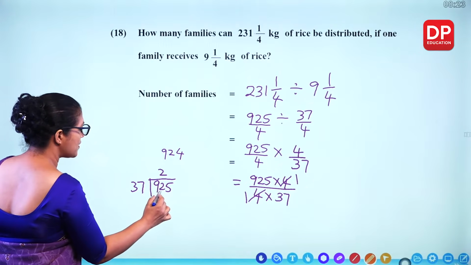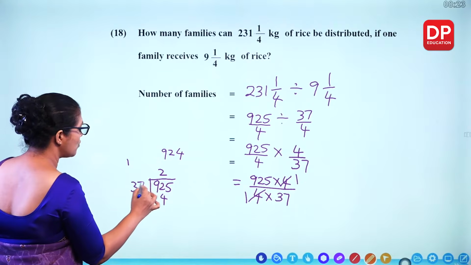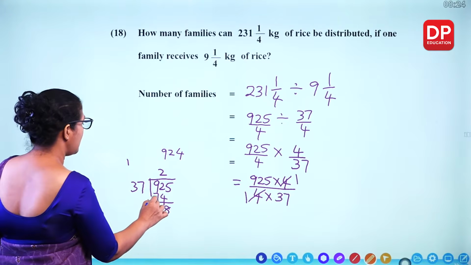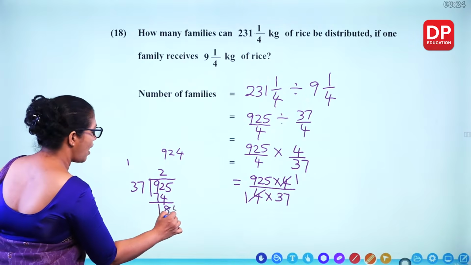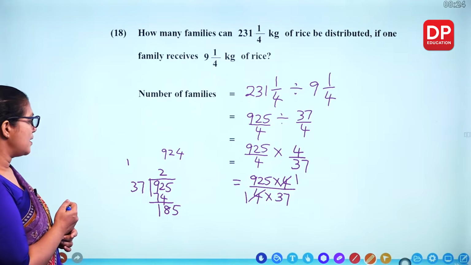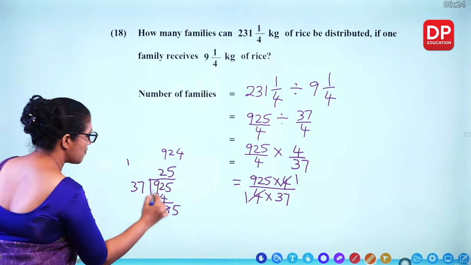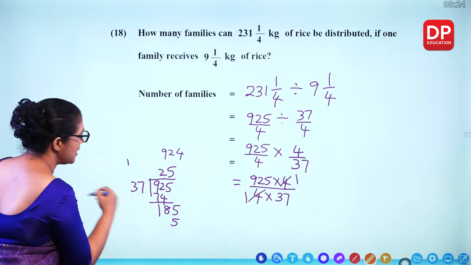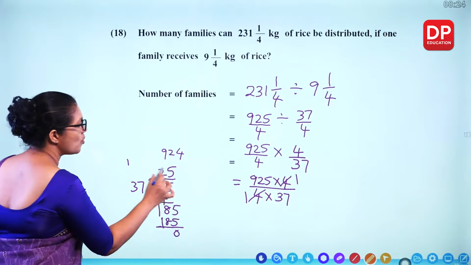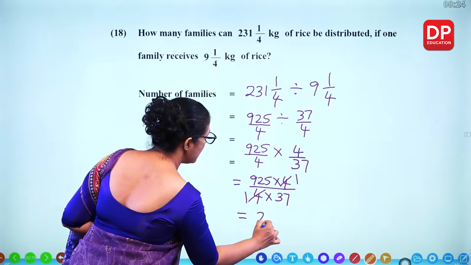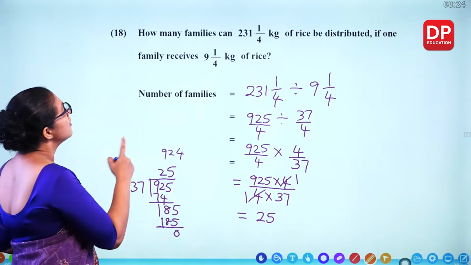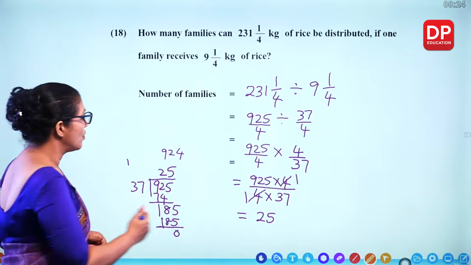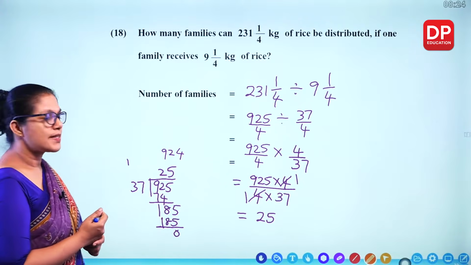So 2 times 7, 14, 1 remaining, and 2 times 3, 6 plus 1, 7. You get 8. And here 1, 18, 485. So it's 5. 5 times 7, 35, 3 remaining. 5 times 3, 15 plus 3, 18. So 25 families can share this. So the answer is 25 families.